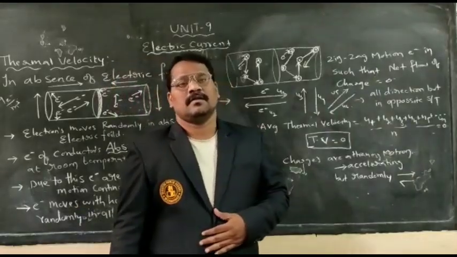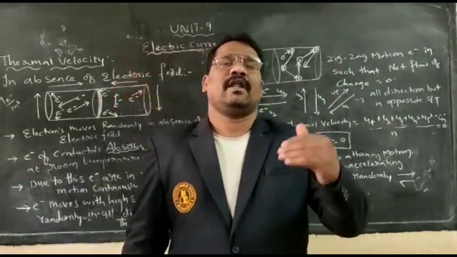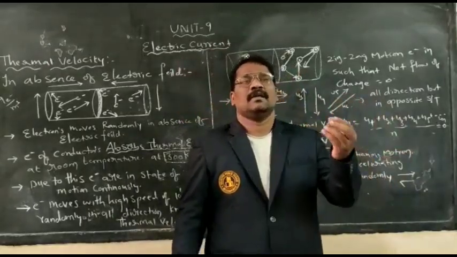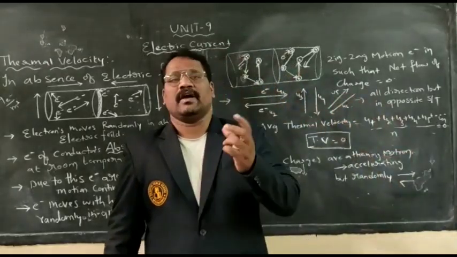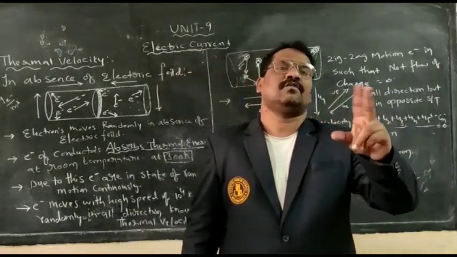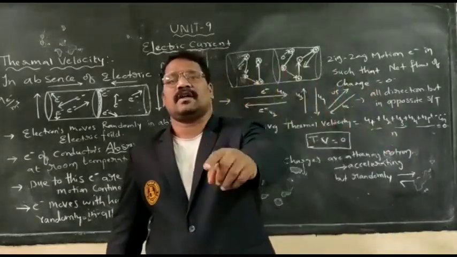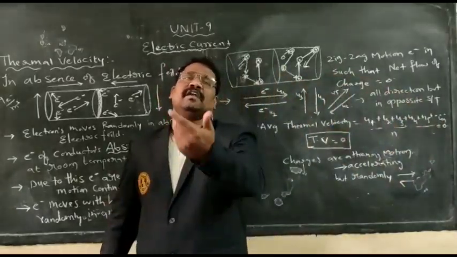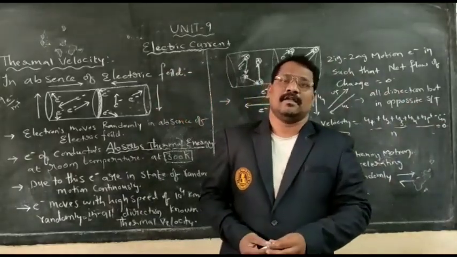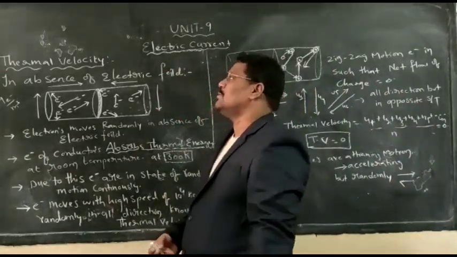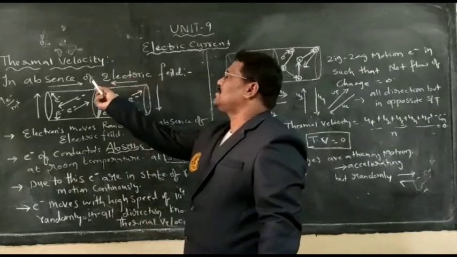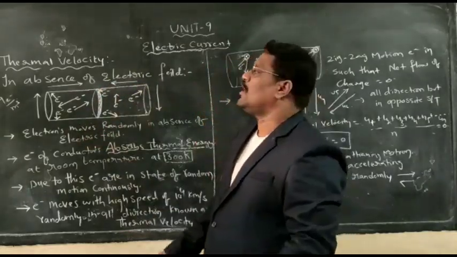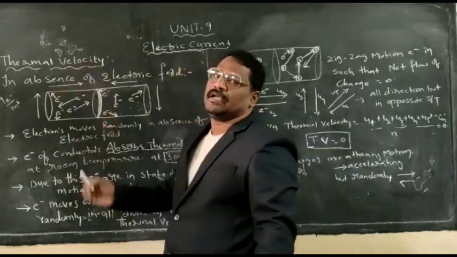Okay, children? Now we have to see how an electron behaves. Electrons behave in the lattice region where it is fixed. We have seen clearly that an electron behaves in two different ways. In the absence of an electric field, it behaves in one way. In the presence of an electric field, it behaves in another way. Now we are going to discuss how electrons behave in the absence of an electric field. That study is called thermal velocity.